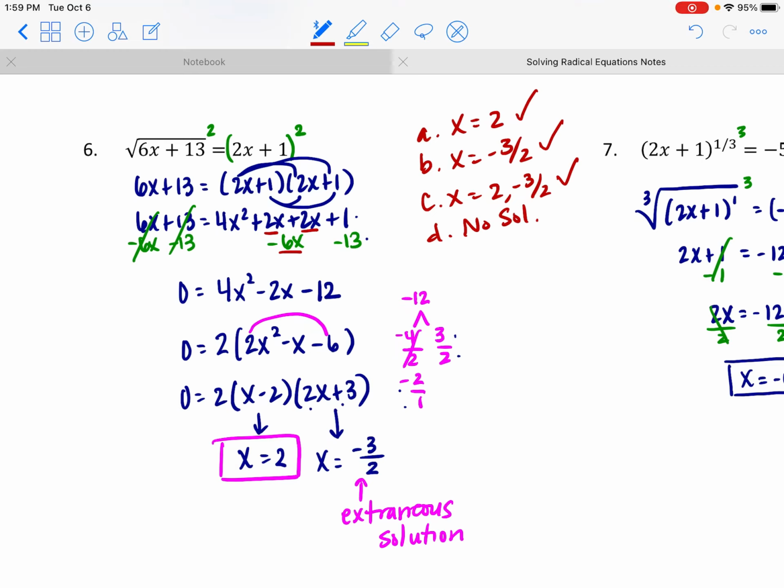If you plug the 2 in, you're going to find that the 2 works, so you would maybe circle A so far, but because that's also in C, you're going to have to check the negative 3 halves, and you're going to find out that that doesn't work. So we would eliminate this and this as an option, and obviously because 2 is a solution, it doesn't have no solution. So if the question is multiple choice, work smarter, not harder.